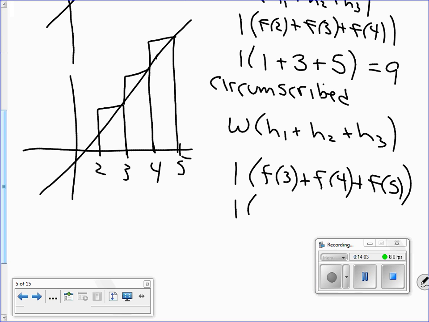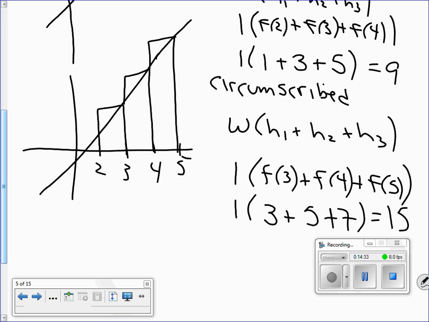Alrighty. F of 3, we already figured that out last time, right? That was 3. F of 4, we already figured out that was 5. Oh, we never figured out f of 5. 7. What do we get for that? 15, which we know is definitely an over approximation of the area because we got all this extra up there.